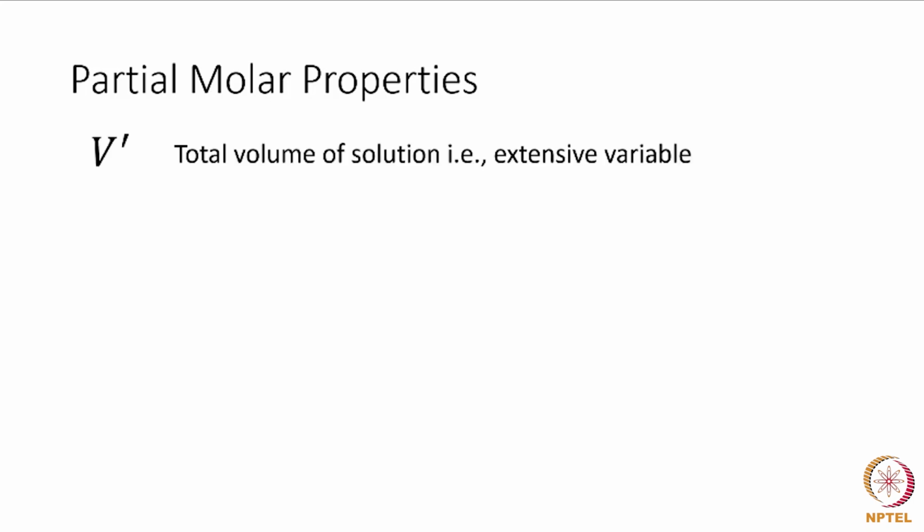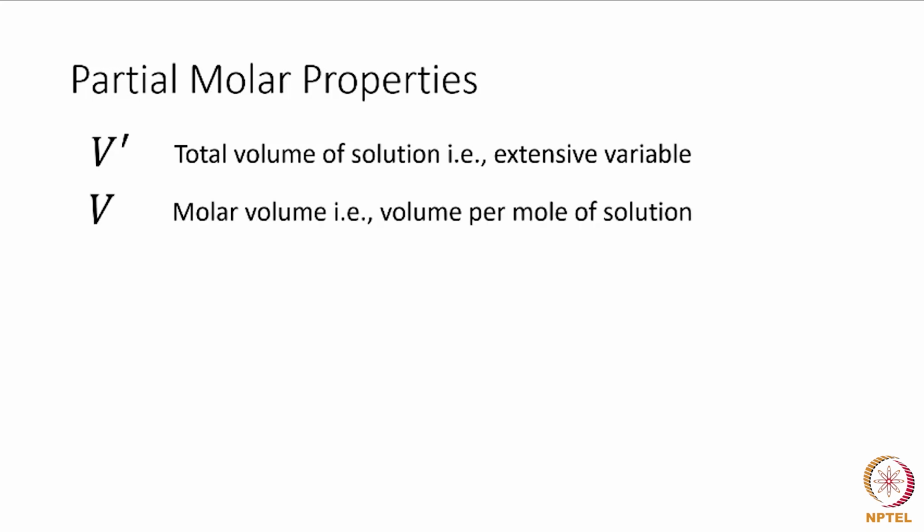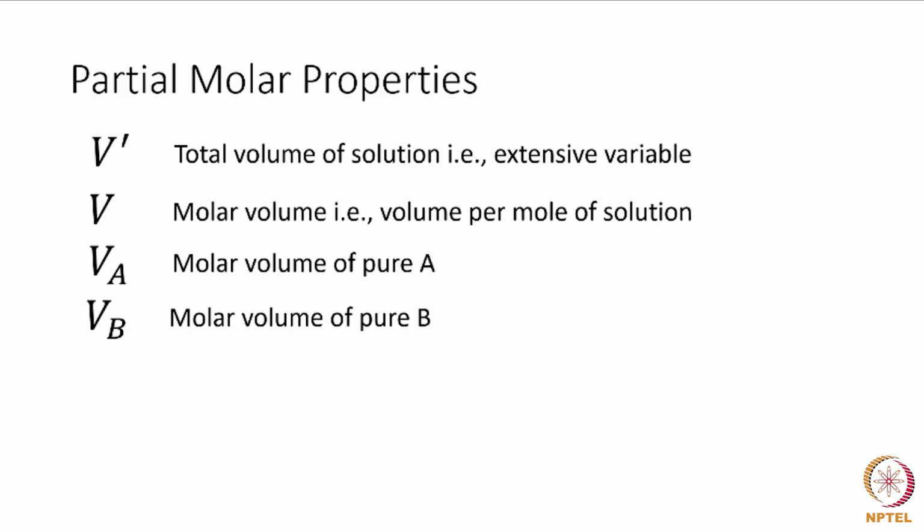So let us take, for example, the situation that we have just discussed. V prime is the extensive variable, namely the total volume of the solution. V is the molar volume, that is the volume per mole of the solution. Va is molar volume of pure A. Vb is the molar volume of pure B. And we are considering a solution of A and B.